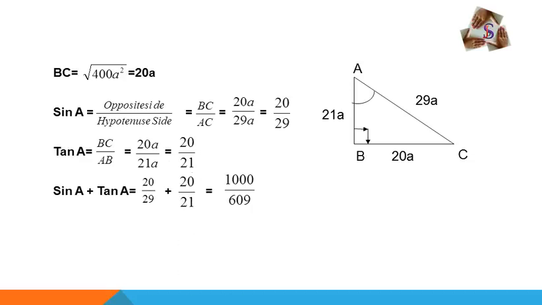Therefore, sine A plus tan A is equal to 20 by 29 plus 20 by 21. We find the LCM, that is 609. Therefore, 20 into 21 plus 20 into 29 is equal to 1000. So it is 1000 by 609.